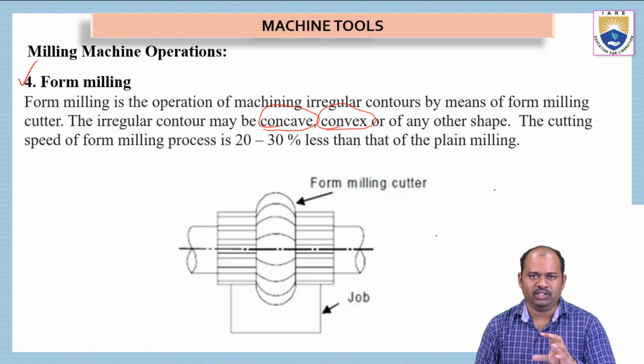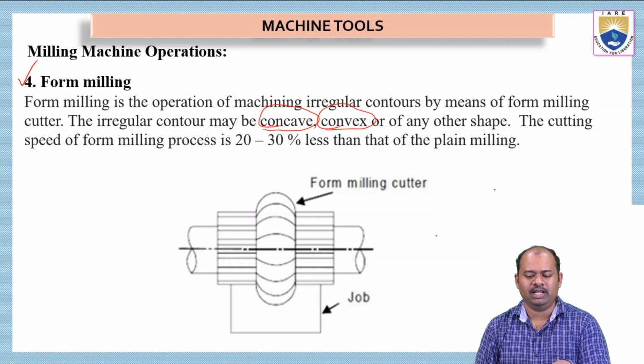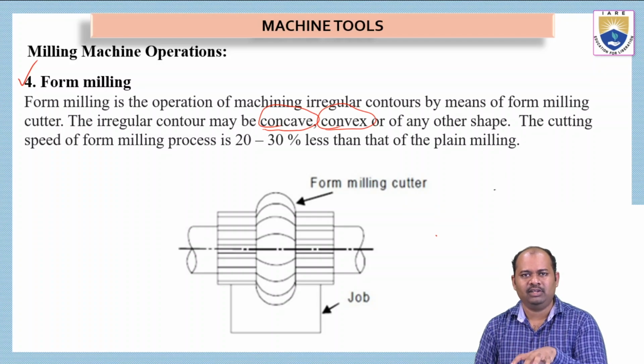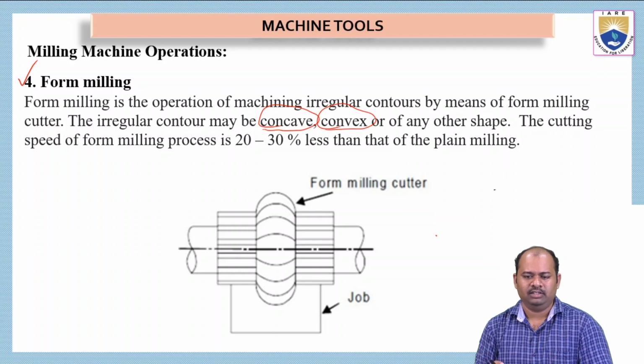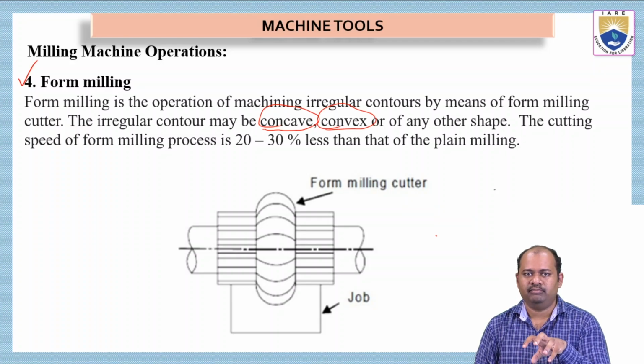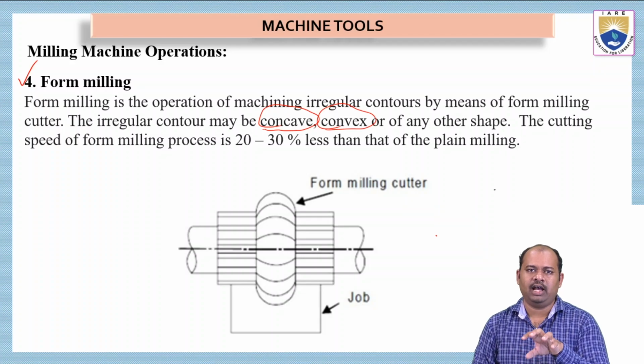So this process is very slow when compared to other milling operations. Why it has to be so slow is that we have to make irregular shapes. They are not standard shapes like plane, horizontal, or angular shapes. So these are irregular contours which are to be milled with precision, and this needs high skill.